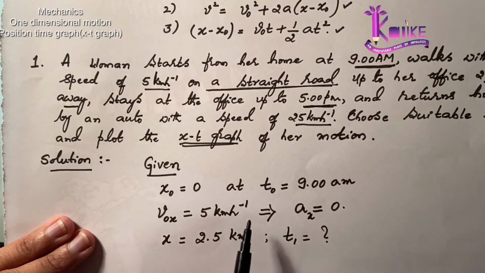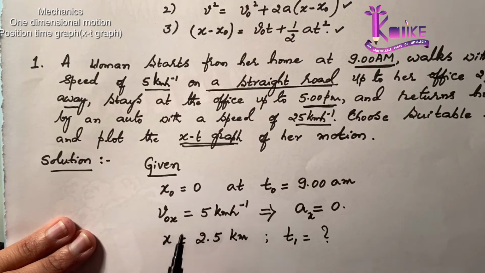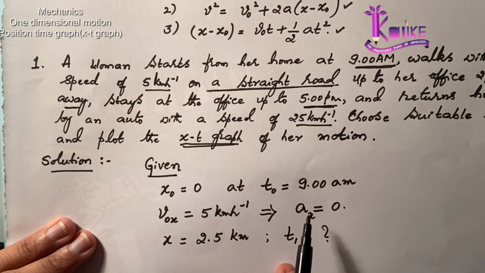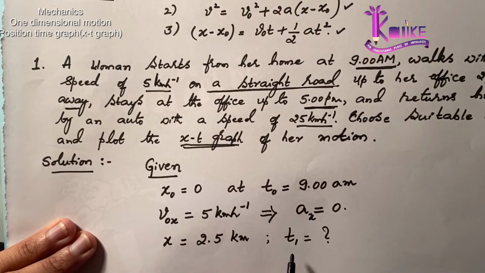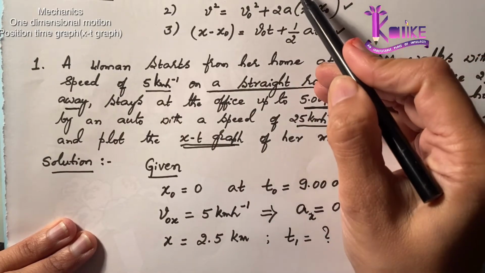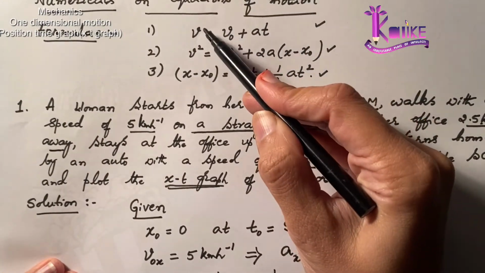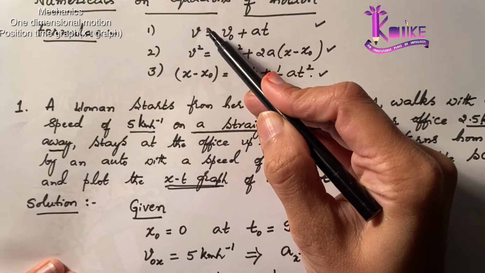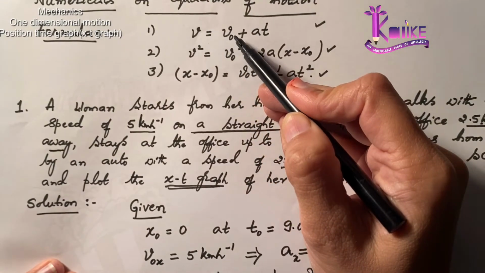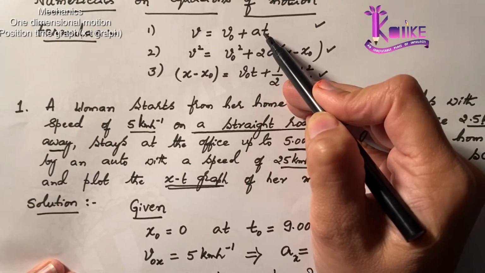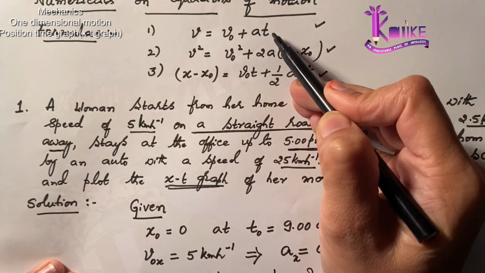So now you see, you know the value of x, you know the value of x0, you know the value of the initial velocity, and you know the acceleration, which is 0. You have to calculate t. So which of these equations can be used? Can I use the very first equation, which is v is equal to v0 plus at? Do I know v? No, I do not know v. Well, do I know v0? Yes, I know. I do not know t. So this involves 2 unknowns, hence I cannot use this equation.